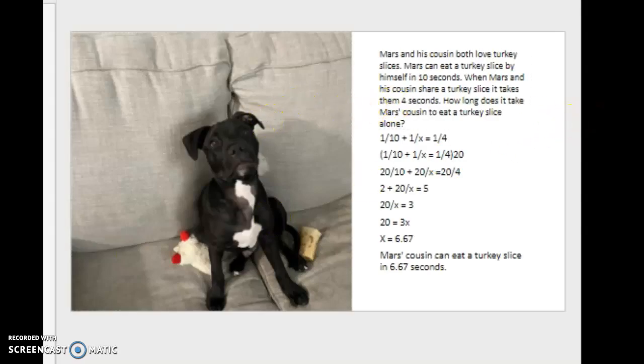This is Mars, and he and his cousin love turkey slices. Mars can eat a turkey slice by himself in 10 seconds, and when Mars and his cousin share a turkey slice, it takes them 4 seconds. How long does it take Mars' cousin to eat a turkey slice alone? So what we're trying to find is how long it takes Mars' cousin to eat a turkey slice alone.